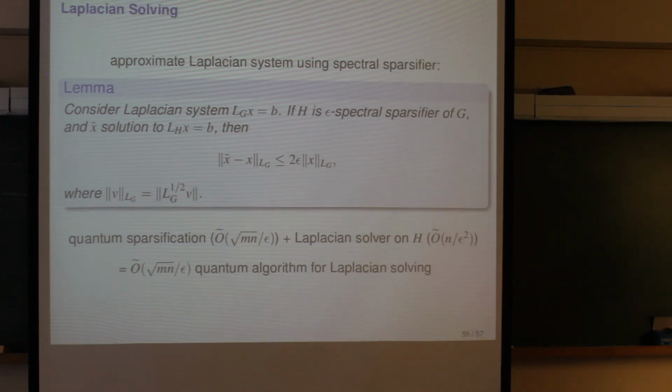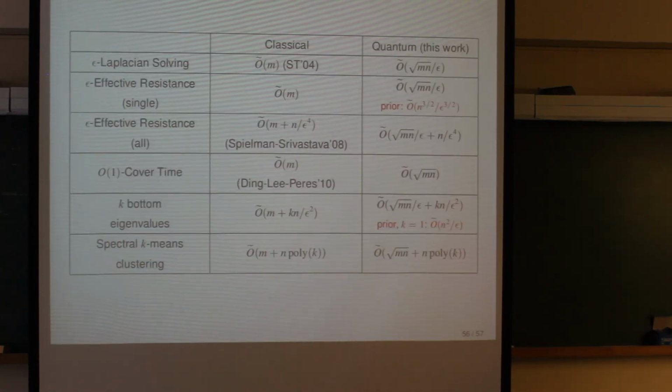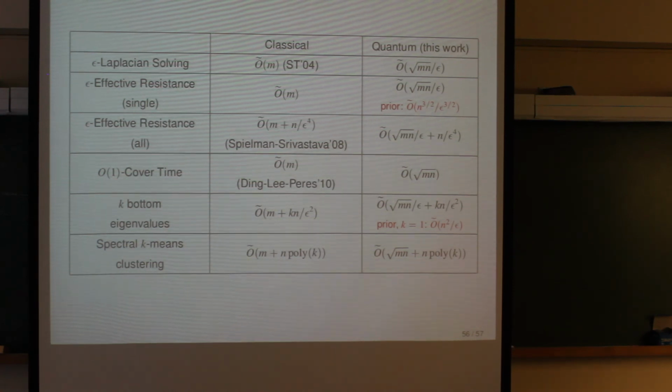So Laplacian solving is a nice gateway to a lot of other things. We find this epsilon Laplacian solving improvement gives an improvement on estimating effective resistances, cover times, eigenvalues. You can do things like spectral clustering and so on, and you'll find a very similar speedup for all of these problems.